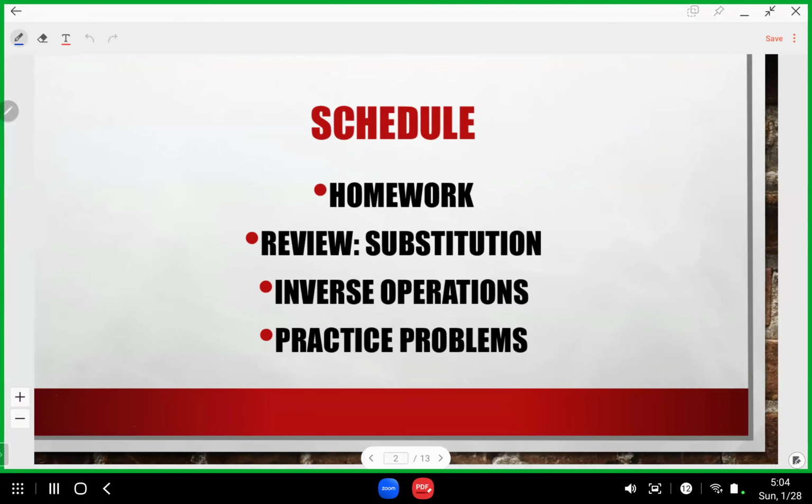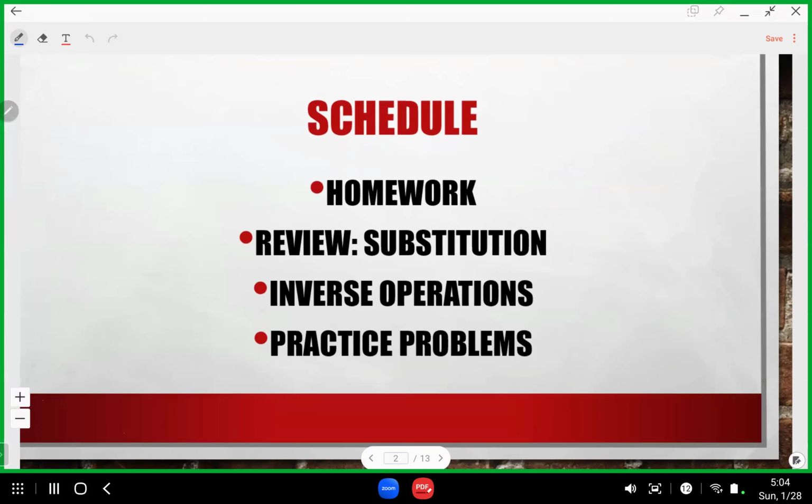All right, so today we will be going over our homework briefly, and then we will be reviewing some substitution. We will then go into some inverse operations, and finally, how to solve linear equations with some examples.